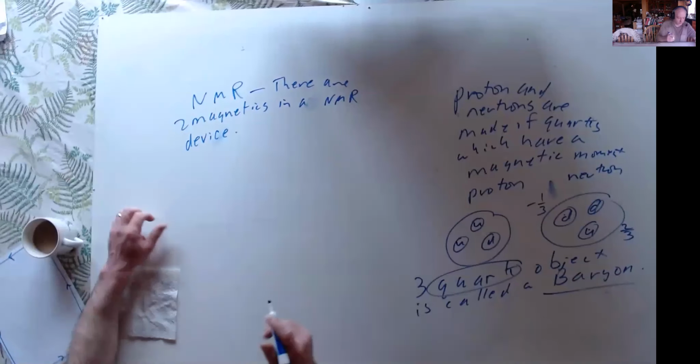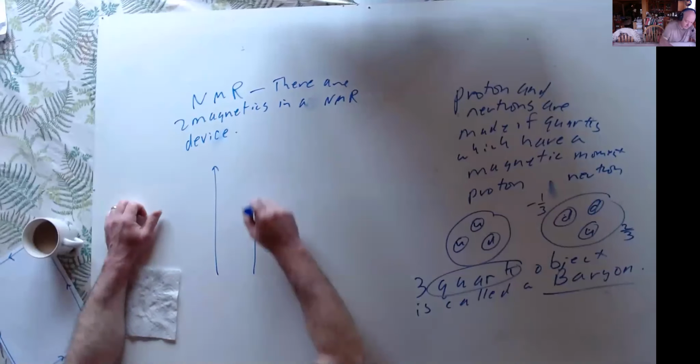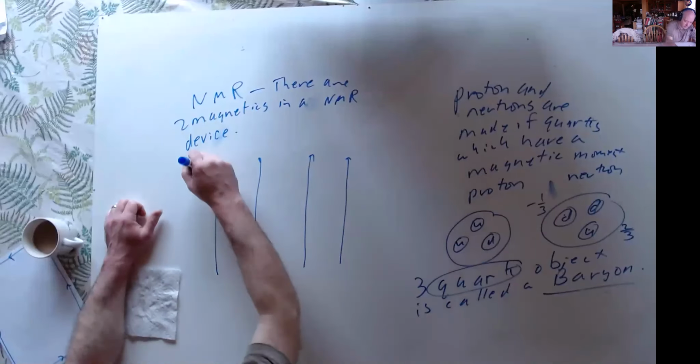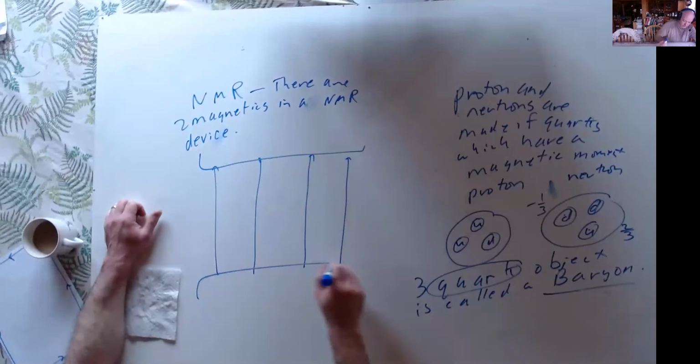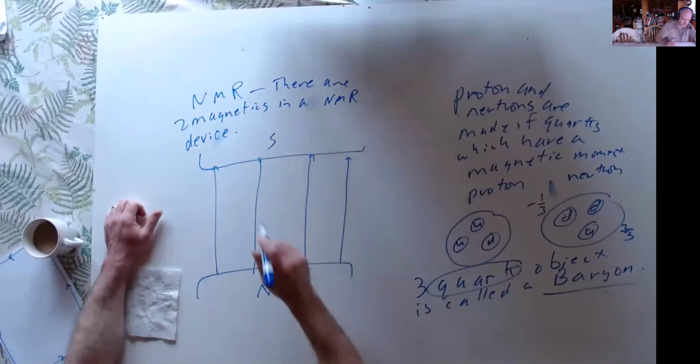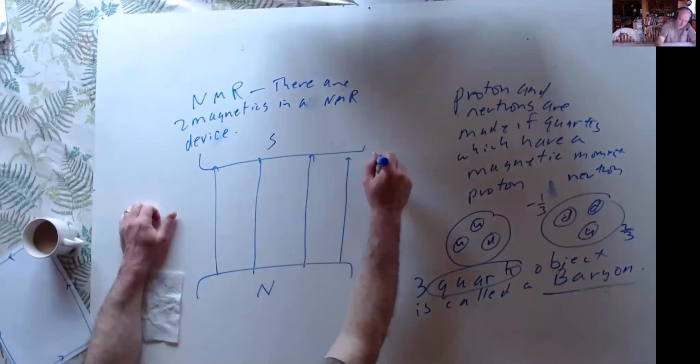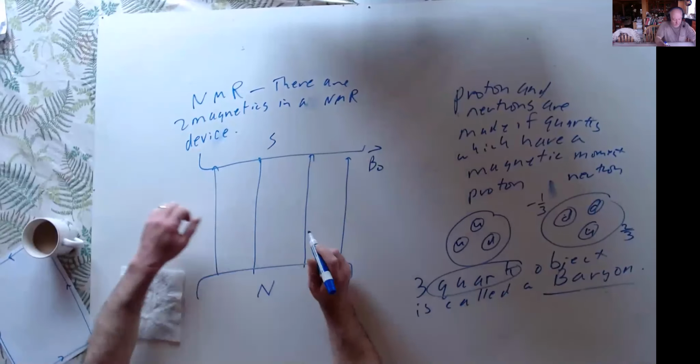That was bizarre. Okay, so we're going to have this external field here, this really, really big one. We're going to have a big one up like this. This is the North Pole. This is the South Pole. So that's your first magnetic field. We'll call that B naught. And inside here is where you're going to put your sample.